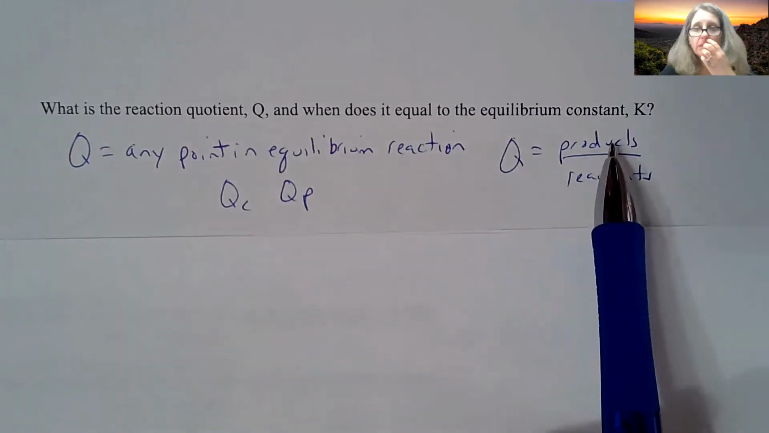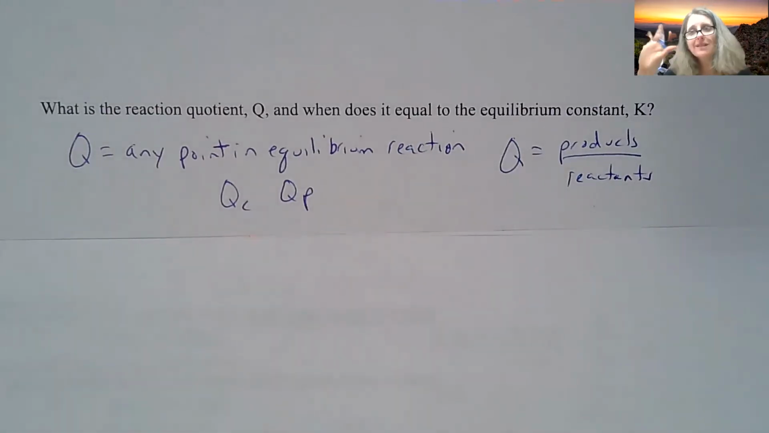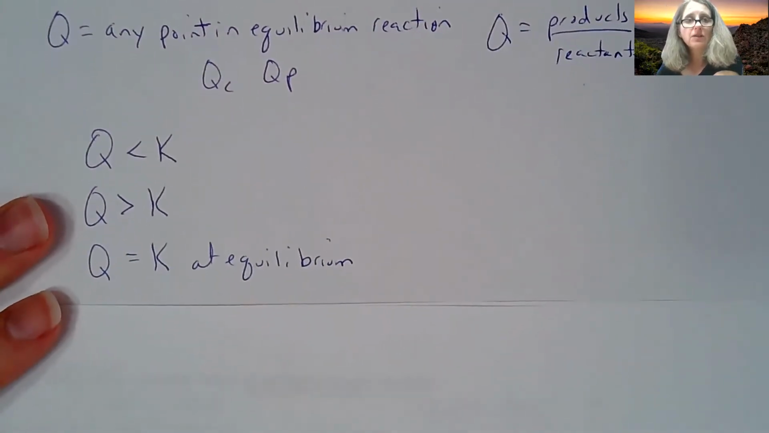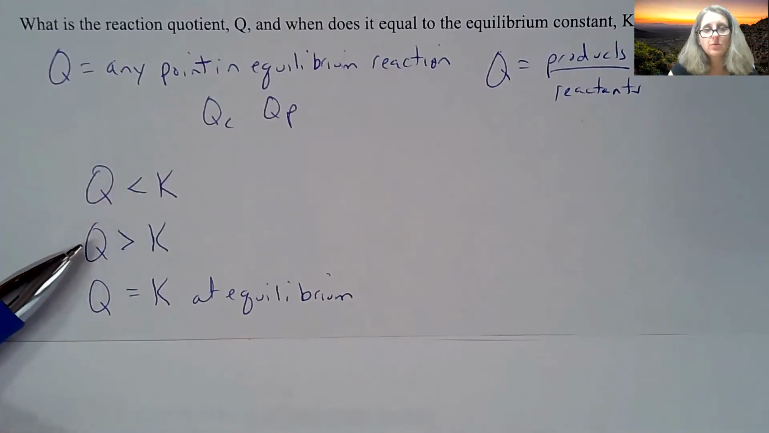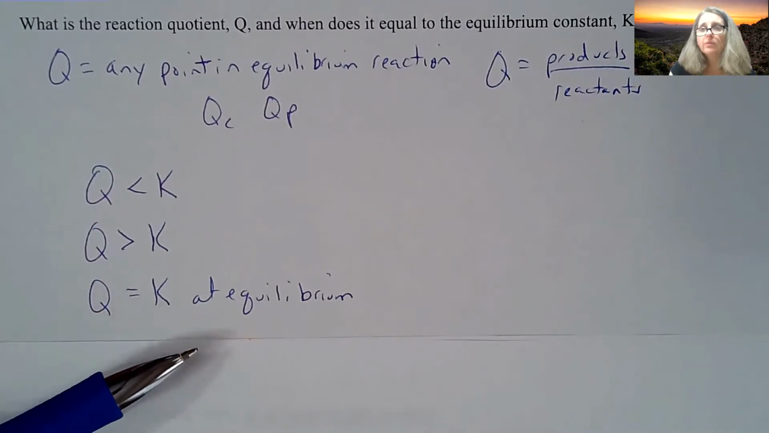So Q is still going to be products over reactants. You could have a Qc, you could have a Qp. So Q is the same as K. It's just how you're looking at it in terms of a constant compared to where you are in the equilibrium process. So we need to talk about its relationship to K. So what if it's less than K? What if it's greater than K? What if it's equal to K? Well, if it's equal to K, you're at equilibrium.